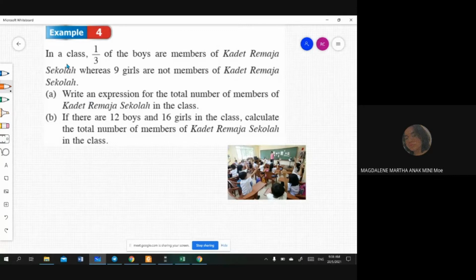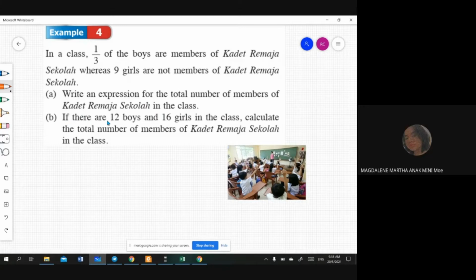In a class, 2 over 5 of the boys are members of Cadet Remaja Sekolah, while 9 girls are not members of Cadet Remaja Sekolah. Continue. A. Write an expression for the total number of members of Cadet Remaja Sekolah in the class.